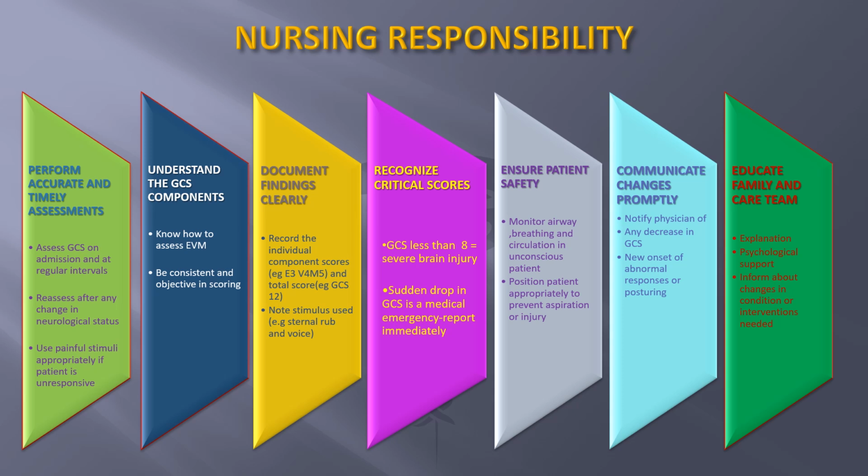Ensure patient safety. Monitor airway, breathing, circulation in an unconscious patient. Position the patient appropriately to prevent any aspiration or fallback of the tongue or injury. Communicate changes promptly. Notify the physician of any decrease in GCS, new onset of abnormal responses, or posturing, decorticate, decerebrate. And educate family and care team.